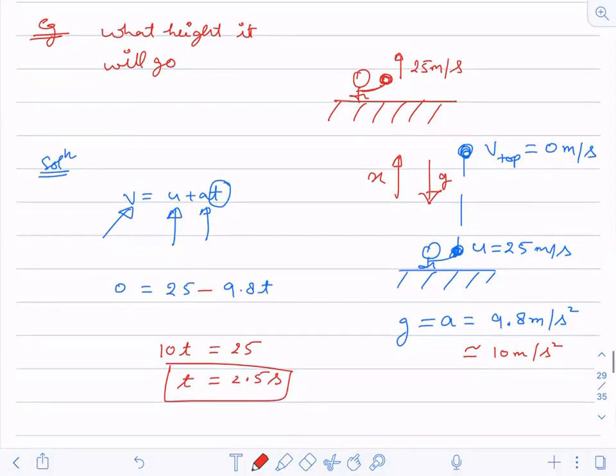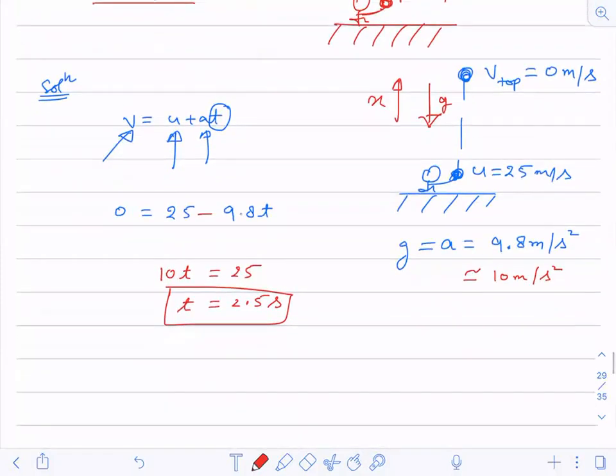Okay, we have to calculate the maximum height now. So S is equal to UT plus half AT square. Now, what is U value? 25. What is T value? 2.5, minus half. G value is 10 and T square becomes 2.5 whole square.